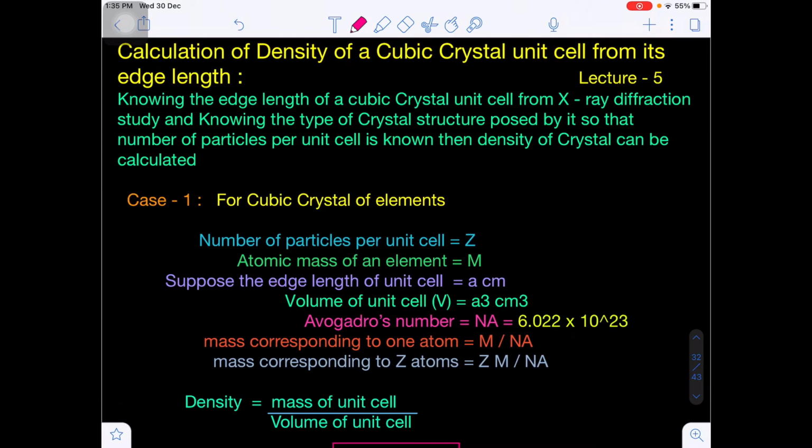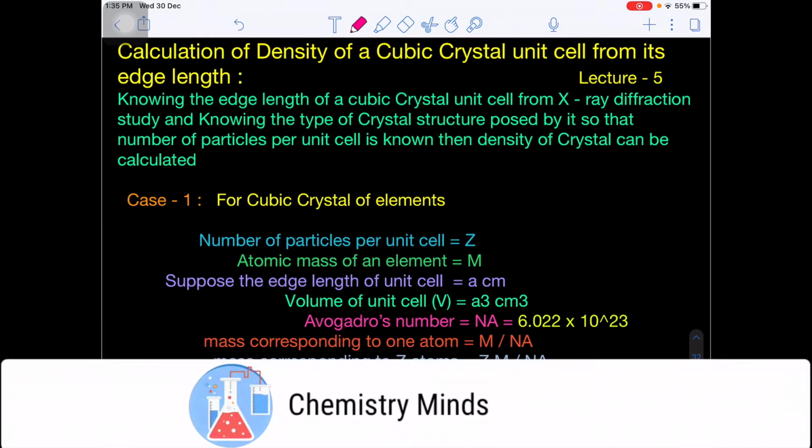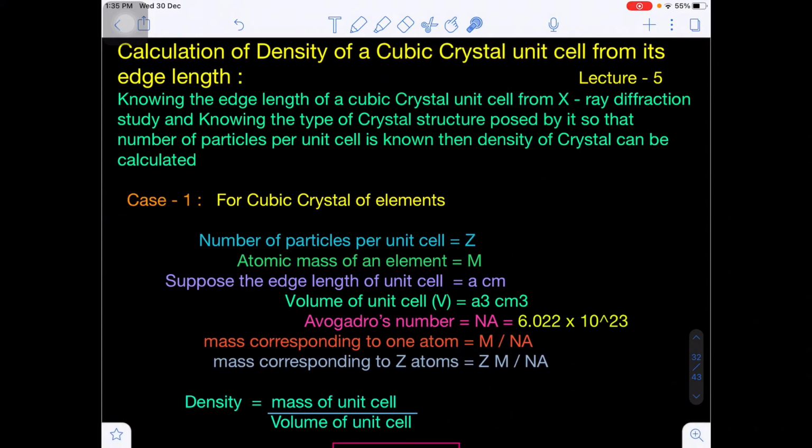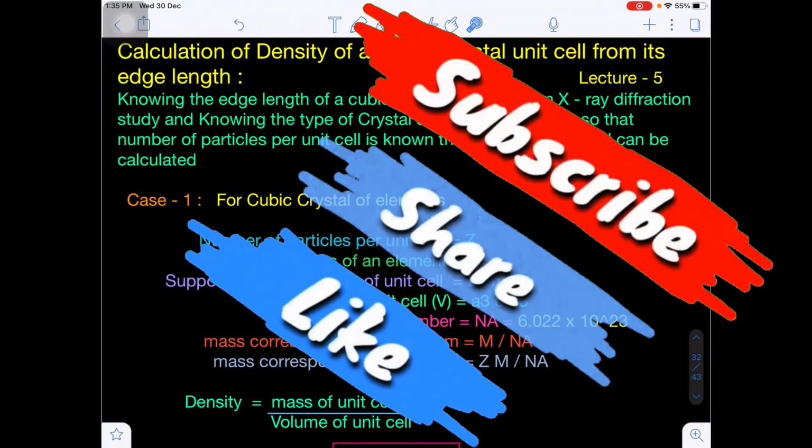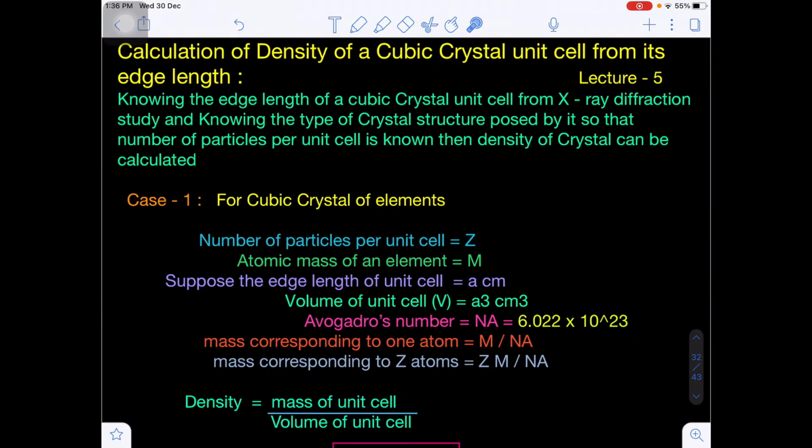Hello students, in today's class, lecture number 5 of solid state, we are going to discuss the density of a cubic unit cell with the help of the edge length of the unit cell. With the help of the edge length of a unit cell, we are going to calculate the density of a unit cell.